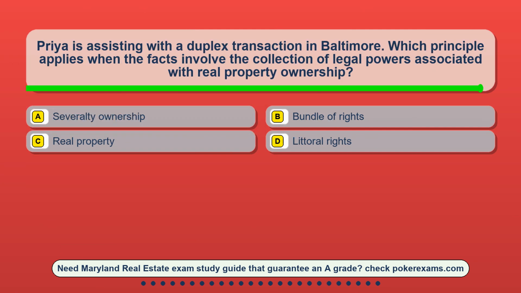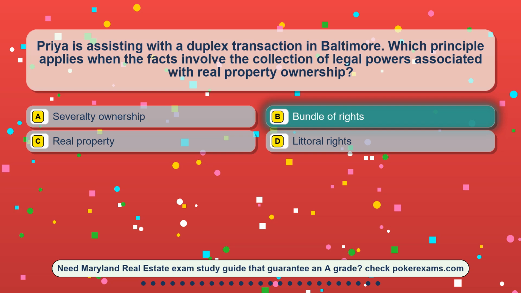Question 22. Priya is assisting with a duplex transaction in Baltimore. Which principle applies when the facts involve the collection of legal powers associated with real property ownership? Option A, severalty ownership. Option B, bundle of rights. Option C, real property. Option D, literal rights.